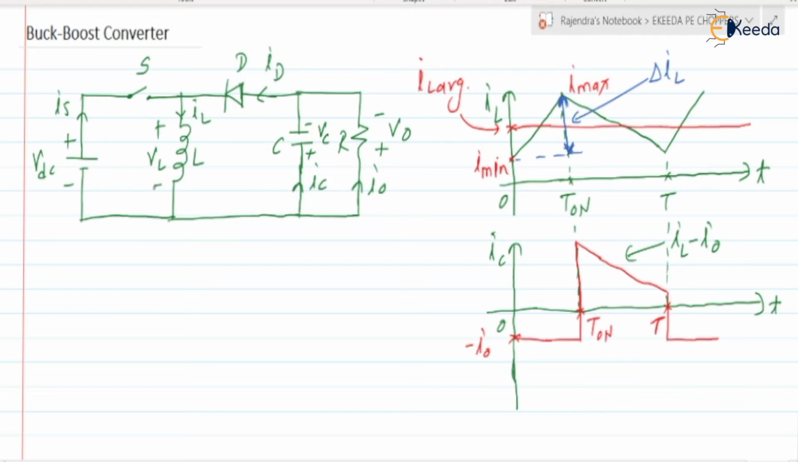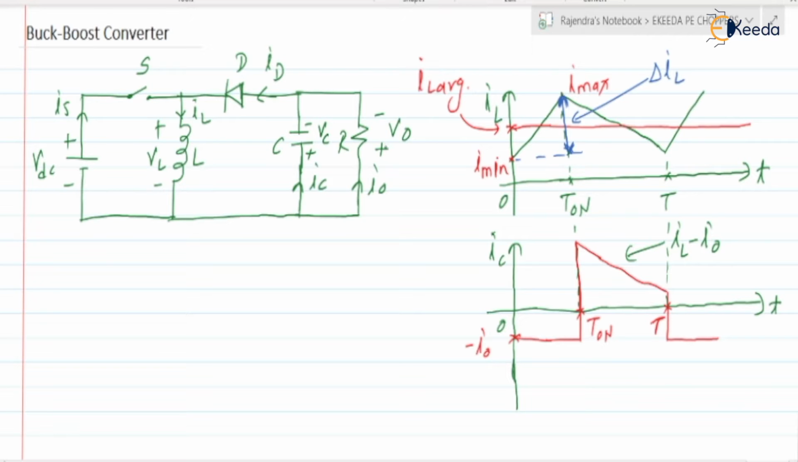The voltage across the inductor is VL, with polarity upper terminal plus, lower terminal minus. The current flowing through the inductor is IL. The supply current is IS. So let us discuss the circuit operation. From that you will understand why the polarities of the capacitor and load are reversed compared to the buck and the boost converters.